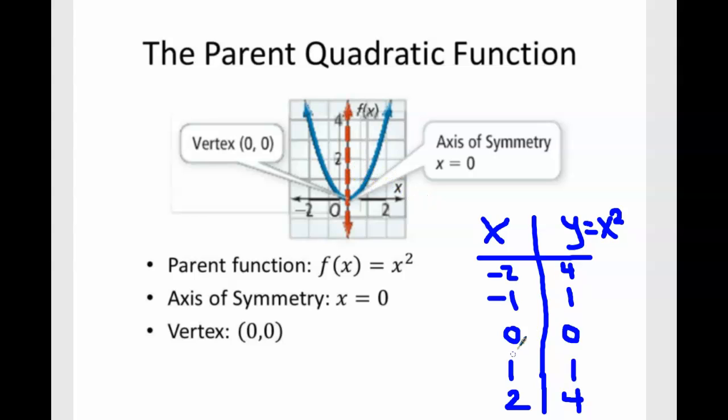So on your graph, you should plot all 5 of those points. We call that the 5-point summary of the graph. When we make our tables, we actually only have to make our tables using 3 of the points, since the graph is symmetric about the vertex.